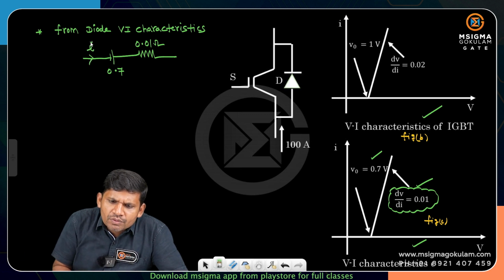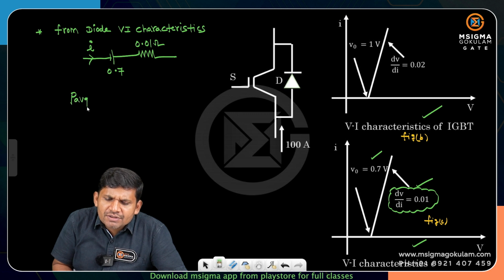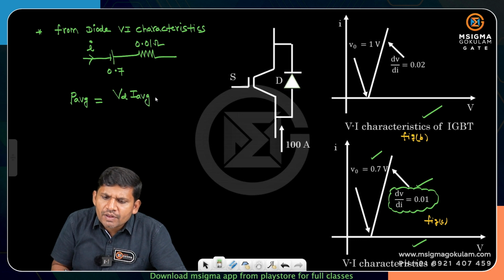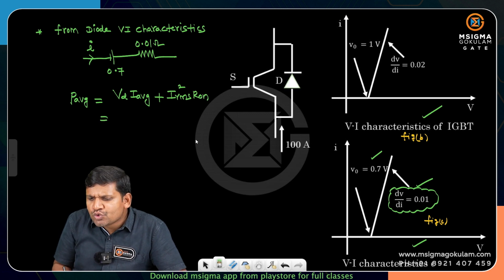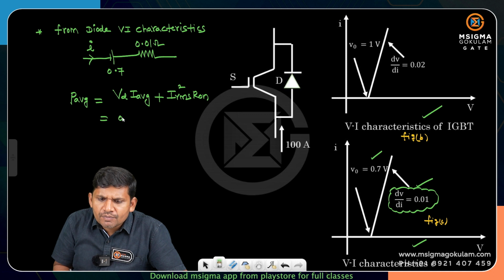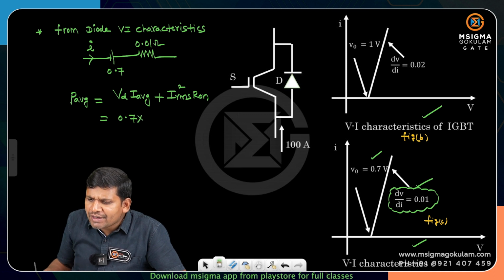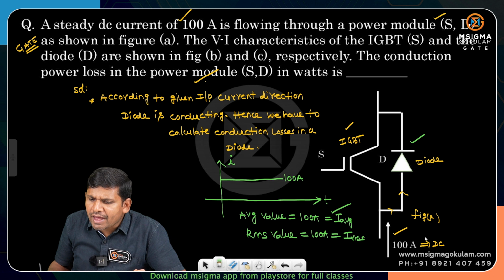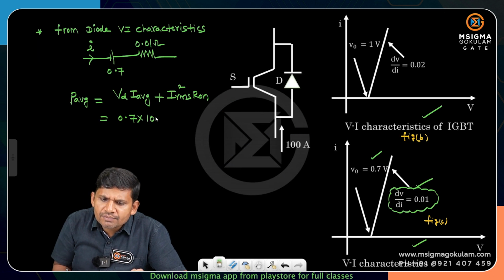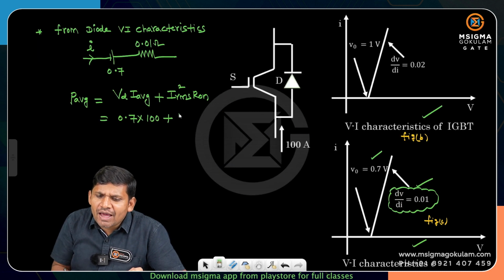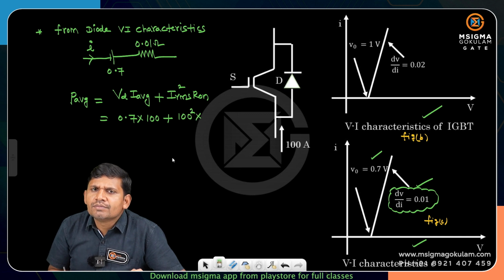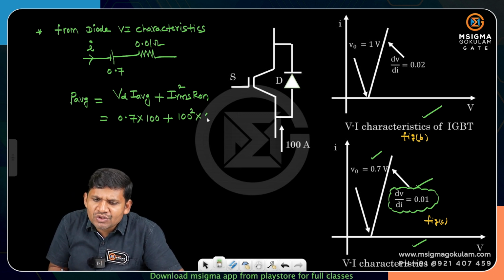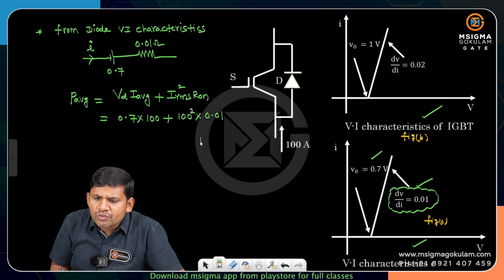Now this current is allowed. Then what are the average conduction losses? With respect to voltage drop, VD into I average. And with respect to resistance, I RMS square into R on. Correct. Then what is the voltage drop? It is given as 0.7 volts. What is the average current you calculated, sir? The average current is equal to 100 amperes. What is the IRMS you calculated? 100, that is 100 square. What is the on-state resistance? It is given as 0.01.